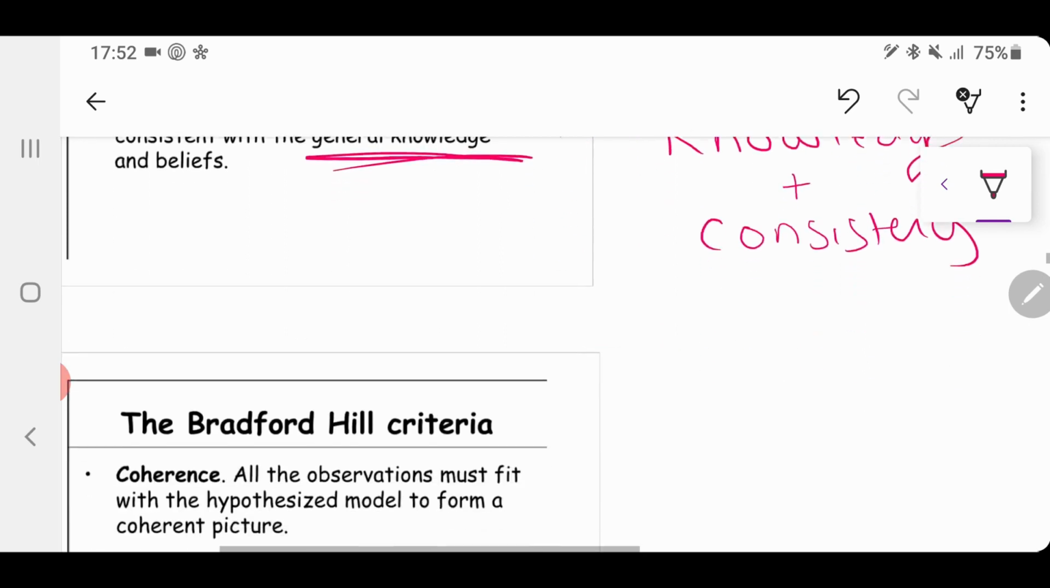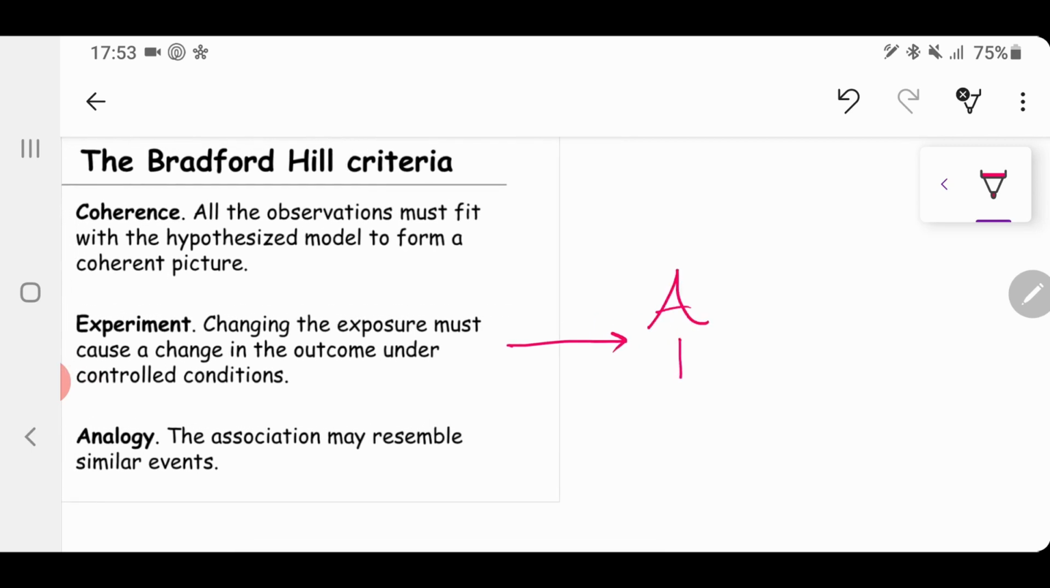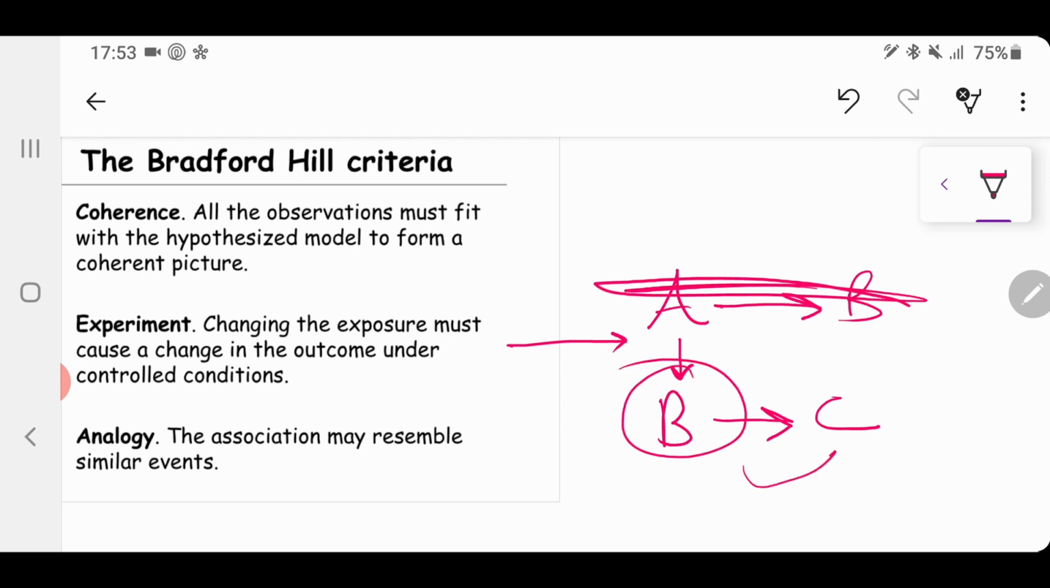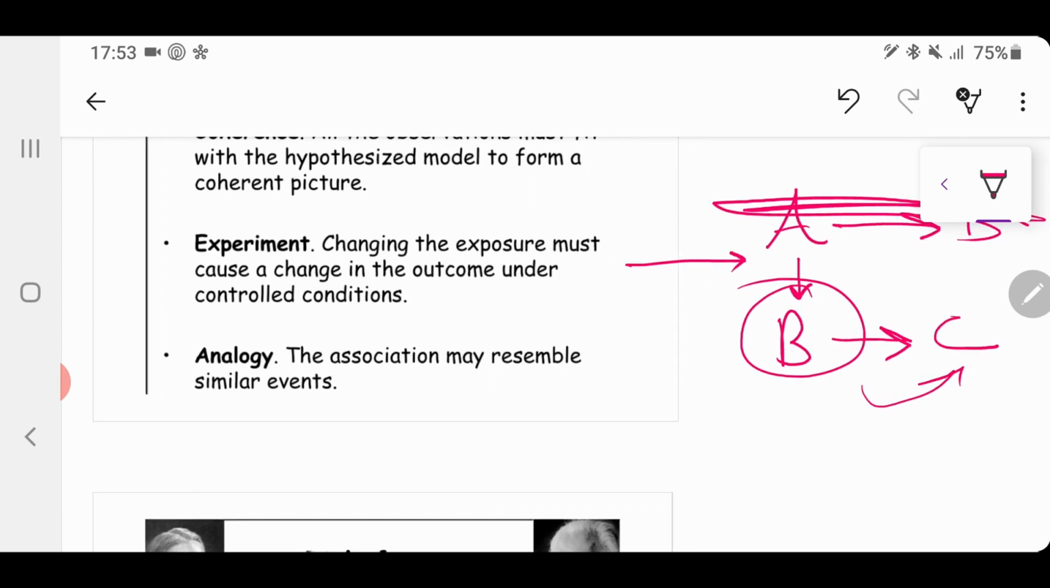Now with experiment, changing the risk factor changes the outcome. So instead of A, if we have B as the causative risk factor, this would cause C. So A would usually cause B. However, if we get rid of this and have B, it would cause C. And finally, analogy, association may resemble similar events.